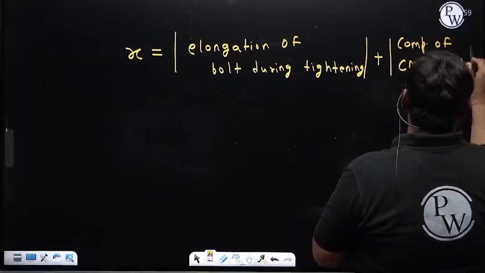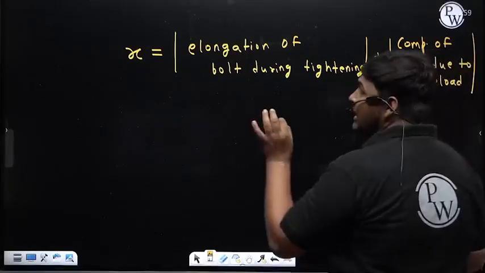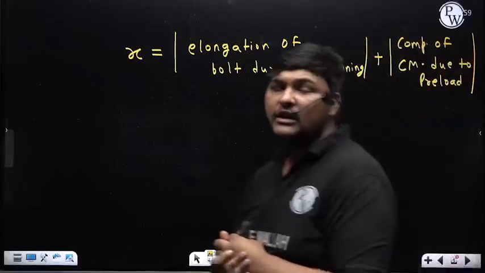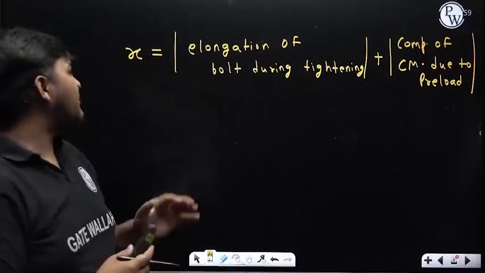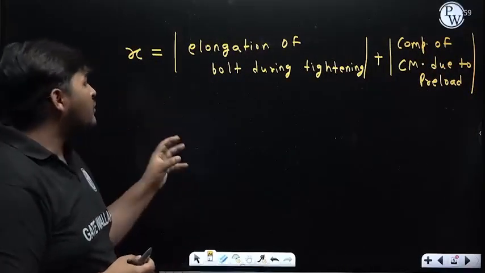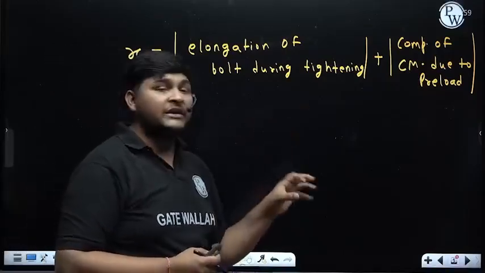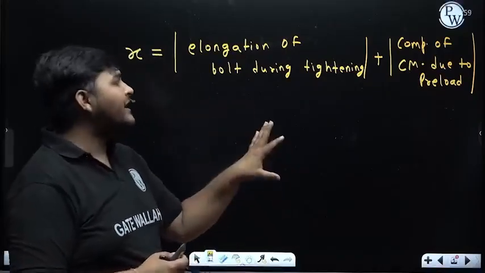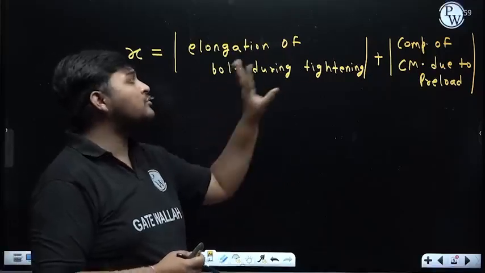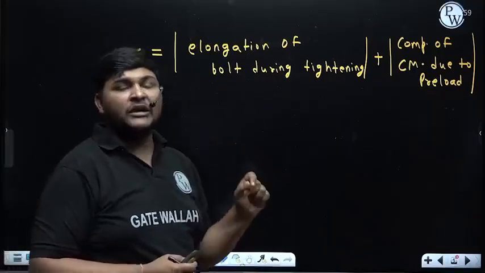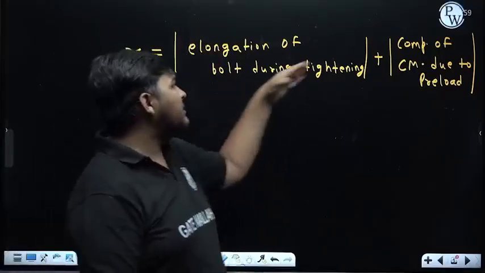And if we add these two parameters, we get the axial movement of the nut during tightening. So the axial movement of the nut during tightening will be equal to the elongation of the bolt due to tightening plus the compression of the connecting member due to preload, and we need to add both of these parameters. And if you are getting confused, apply mod.